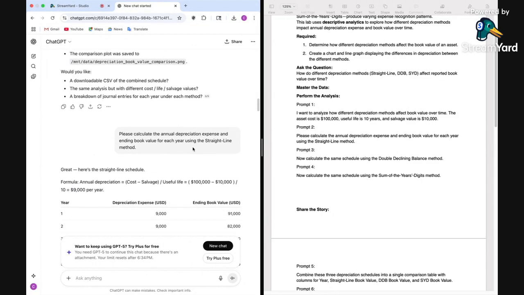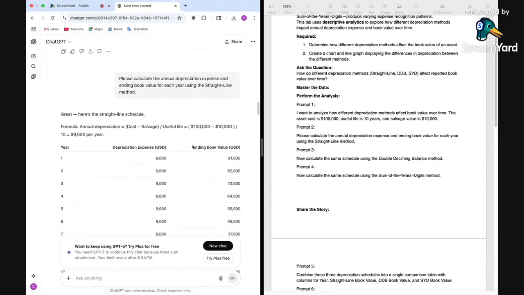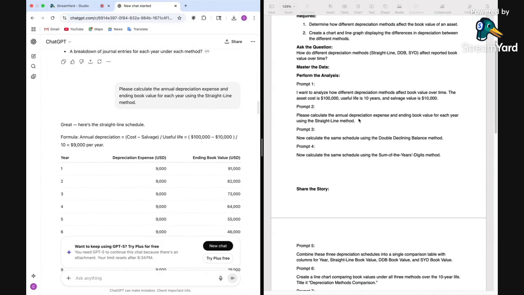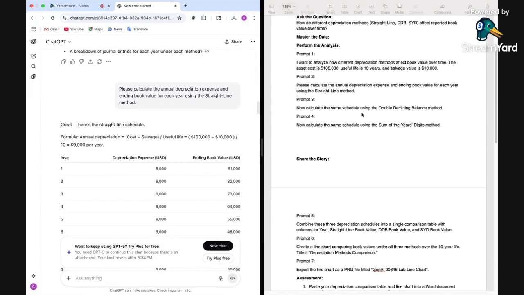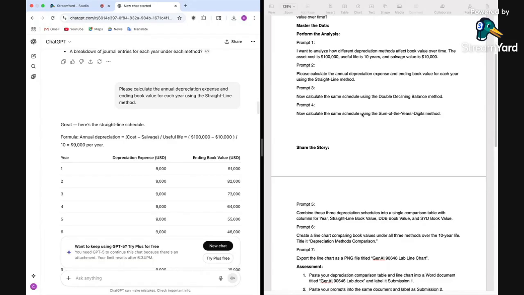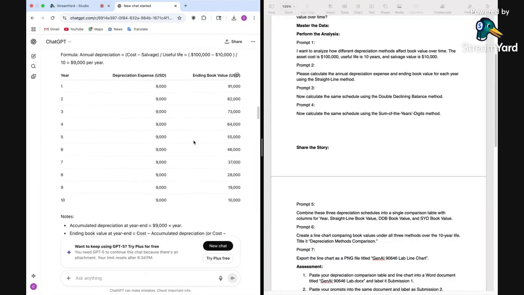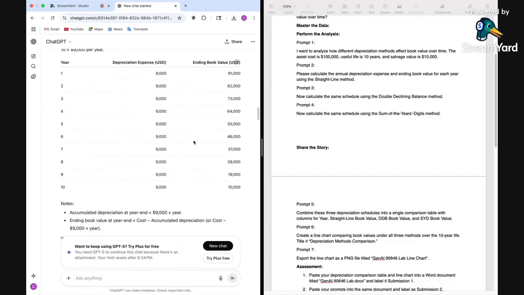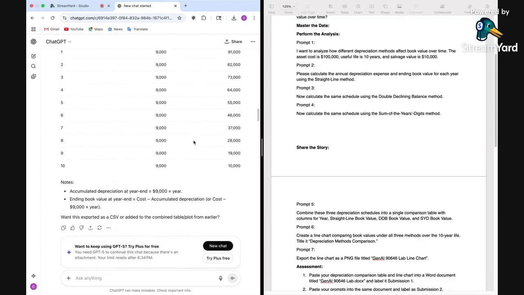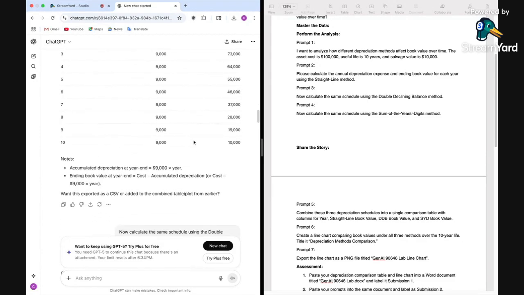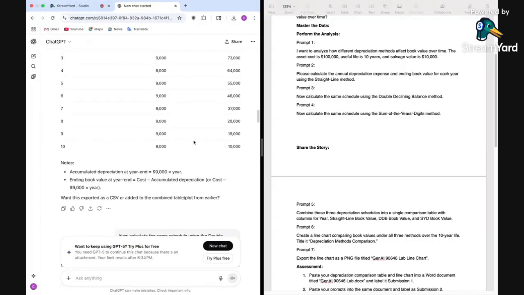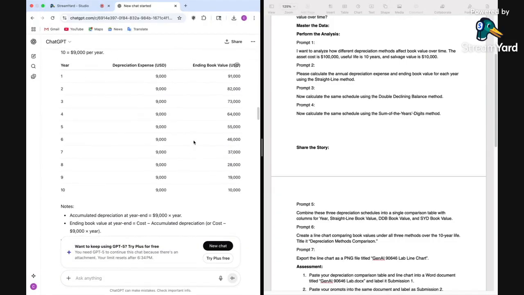The first prompt that I'm going to put is please calculate the annual depreciation expense and ending book value for each year using the straight line method. So ChatGPT is going to give me a chart. It's going to show that each year it's going to depreciate by $9,000. We're going to have an ending book value of $10,000 after 10 years. It lays it out perfectly. No complaints. It's accurate, and it also gives me some notes at the end.